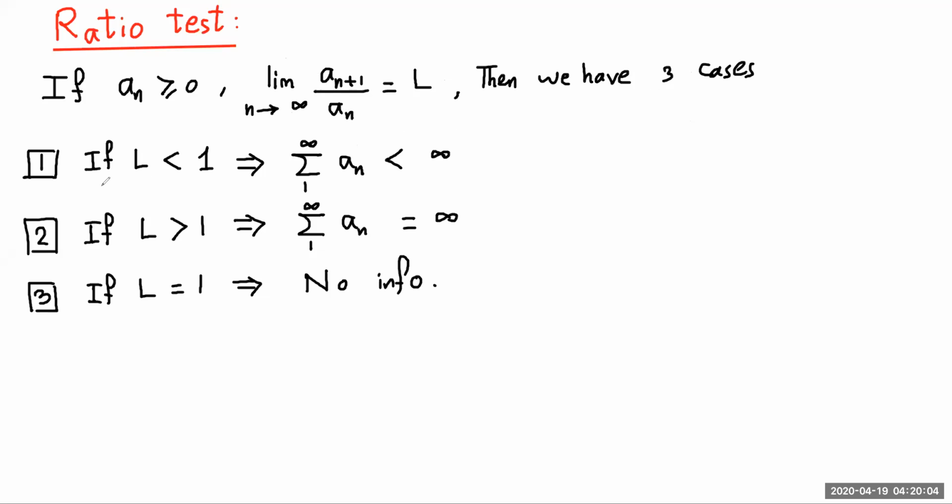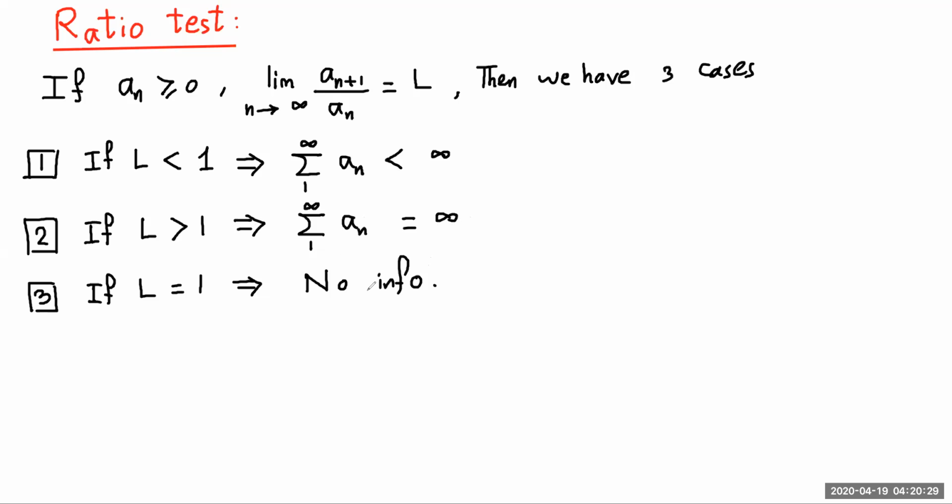Case number one, if L less than 1, then sigma an converges. If L bigger than 1, then sigma an diverges. If L equal 1, then no info.